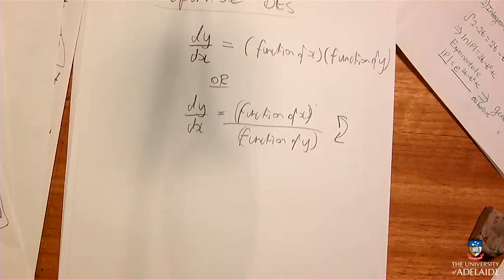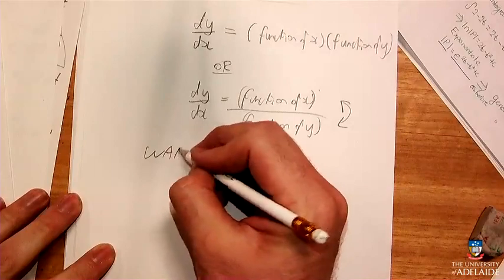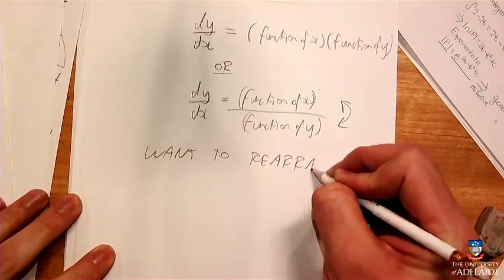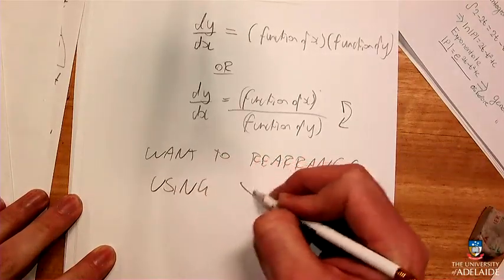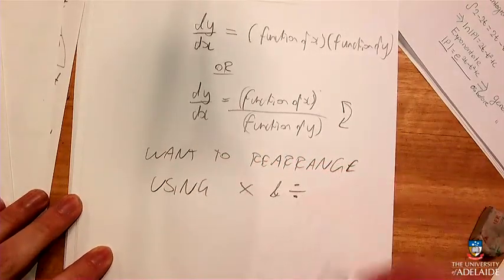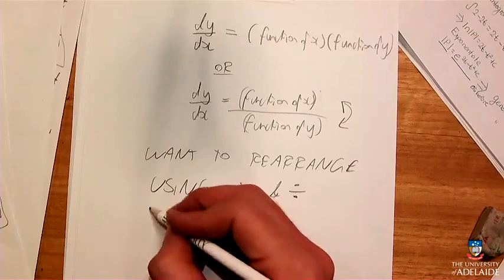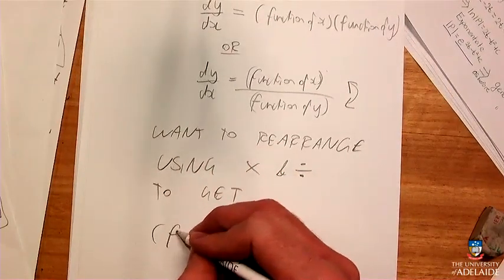And the reason you want that is because you want to be able to rearrange it to look like this. Using multiplication and division only. You're not allowed to use addition to do this. Only multiplication and division to get something like this.